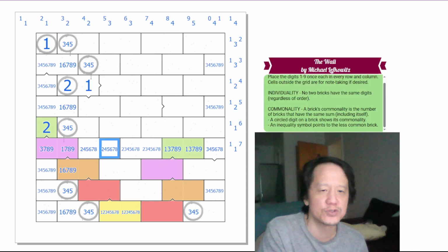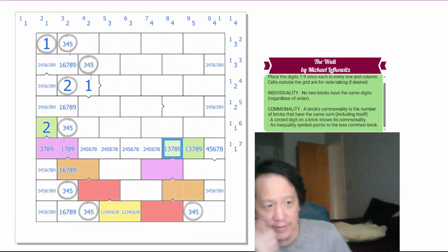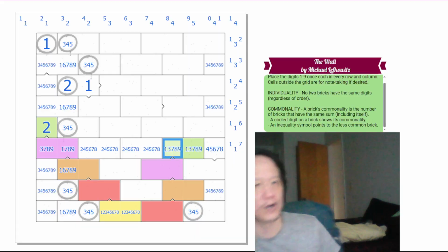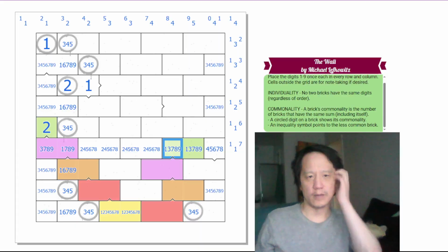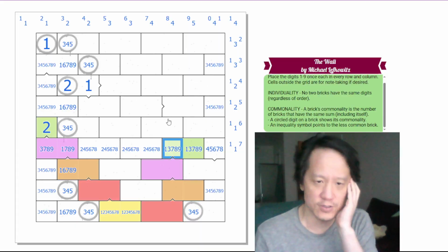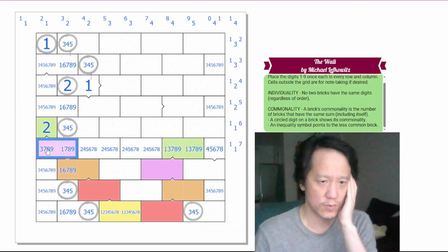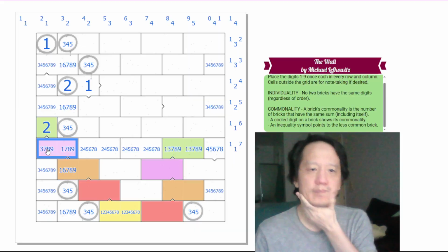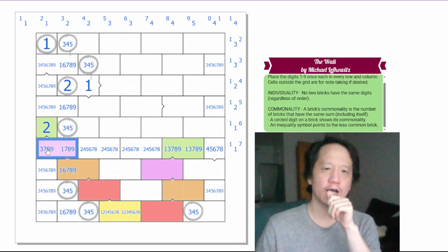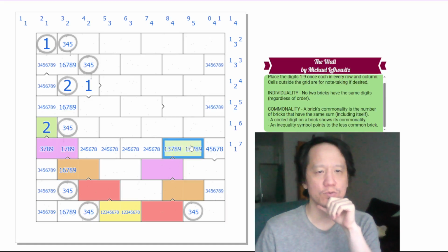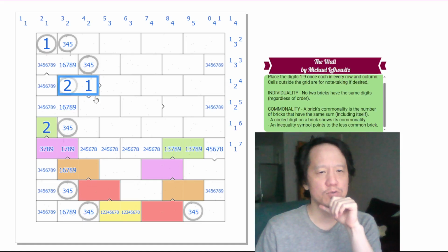That eliminates 3 in the rest of this row. So that means we have a guaranteed 1, 3 somewhere. It's either here or it's here. Which means this is 2 commonality. It can't be 1 commonality. This is 1 common... Wait, no. This is 2, 1. It's greater than both of... Wait.